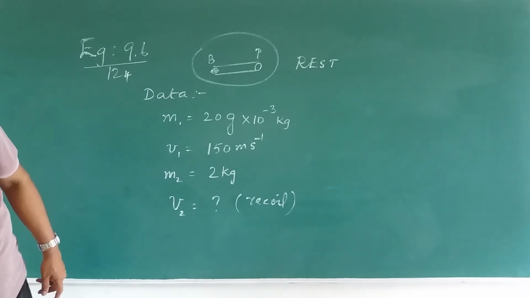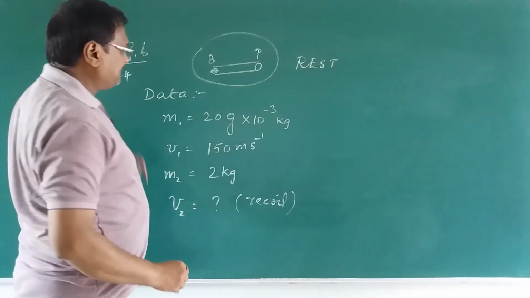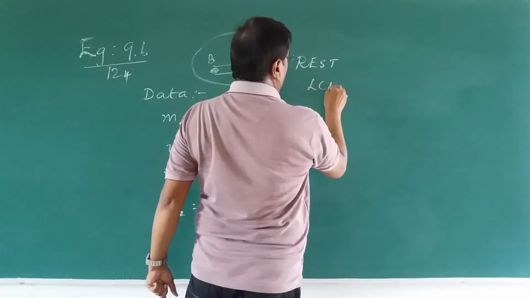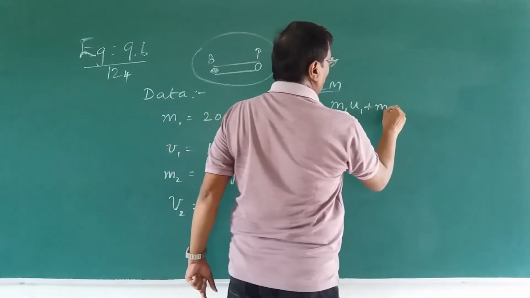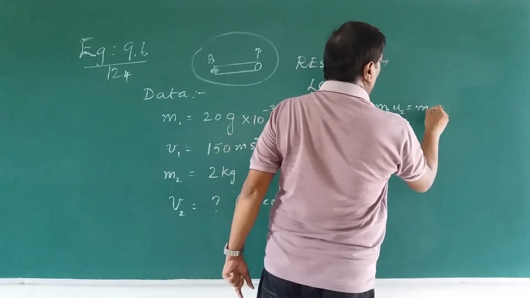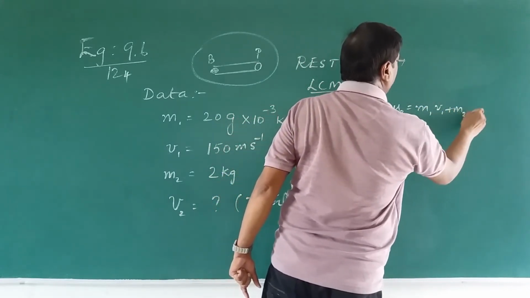Now let me do the numerical. I take the law of conservation of momentum: m1 u1 plus m2 u2 is equal to m1 v1 plus m2 v2.